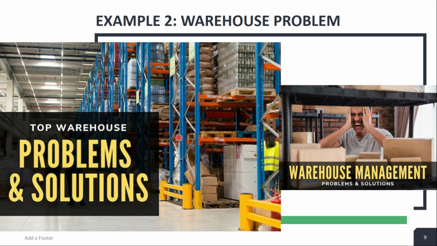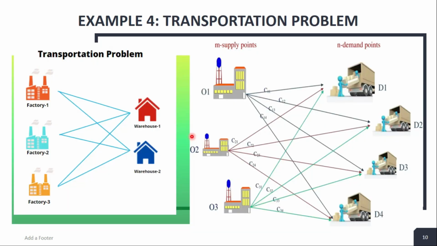So here the objective function should be to minimize the cost of operation of the warehouse and to put things in such a way that they can be easily accessible, if you know where they are when you require them, right? So this is a warehouse problem. Then comes a very, very famous problem, that is our transportation problem.